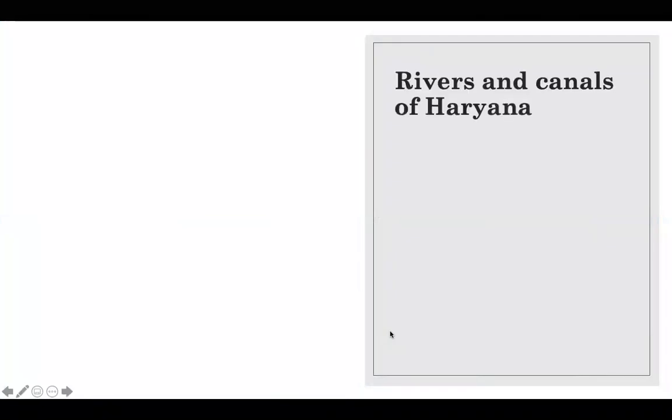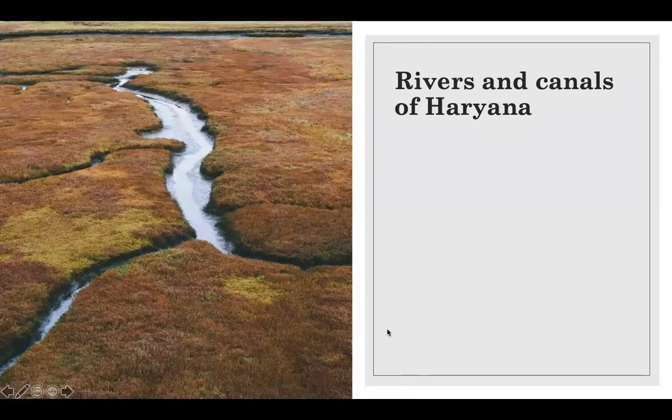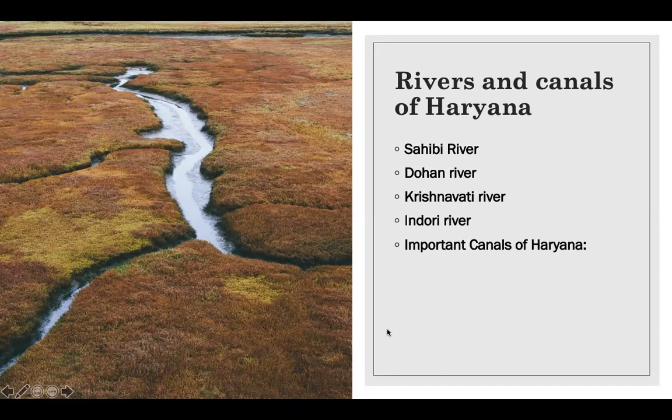Now we're going to be looking at the rivers and canals of Haryana. This is a picture of a river or canal if you do not know how it looks. The first one is the Sahibi River, then there's the Dohan River, then the Krishnavati River, and the Indori River. Now we're going to be looking at the important canals of Haryana: the Western Yamuna Canal and the Sutlej Yamuna Link Canal.